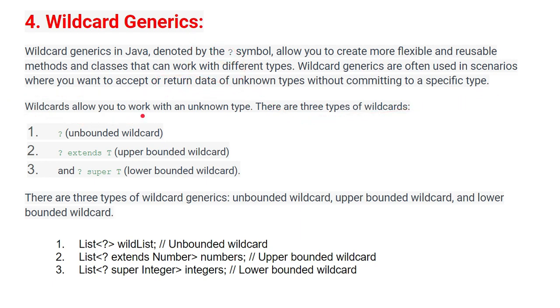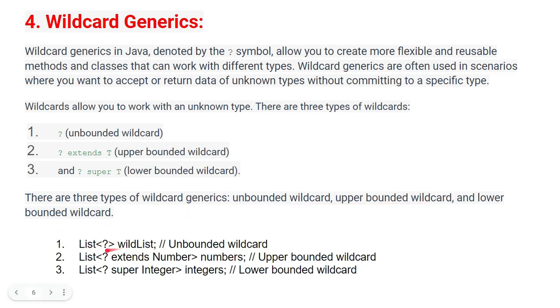Wildcards allow you to work with unknown type data. There are three types of wildcard. First is unbounded wildcard, second is upper bounded wildcard, and third is lower bounded wildcard. The wildcard we just discussed was the upper bounded wildcard. But now we can discuss these three types in depth: unbounded wildcard, upper bounded wildcard, and lower bounded wildcard.